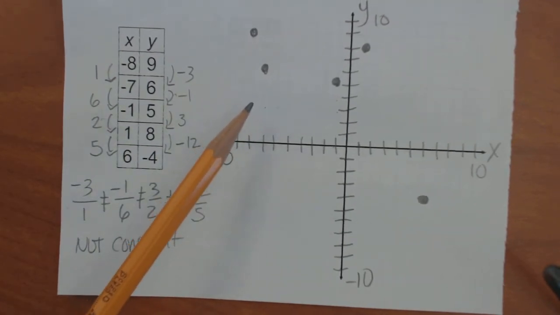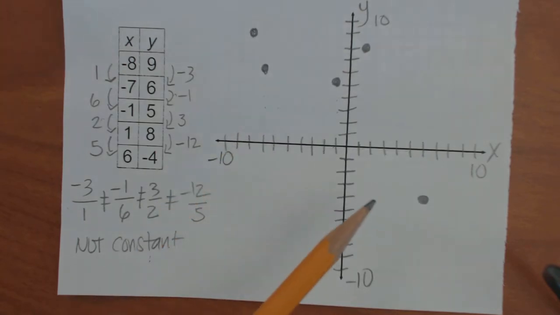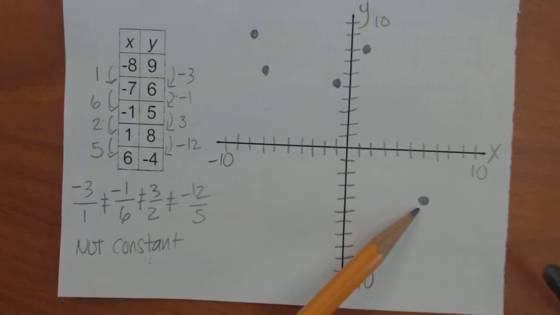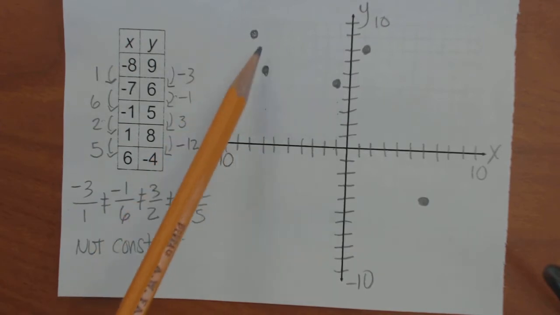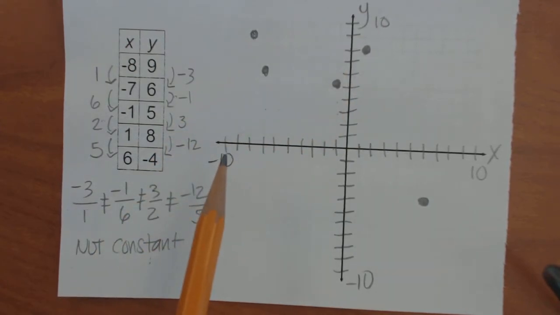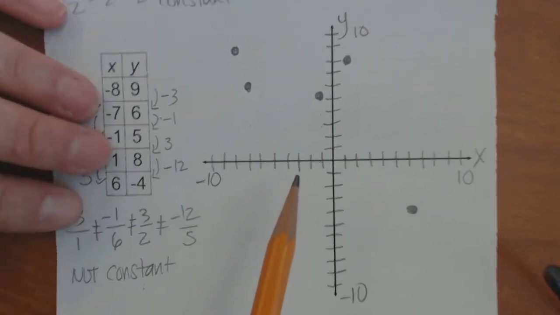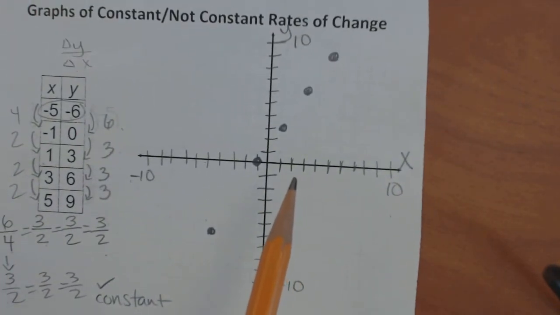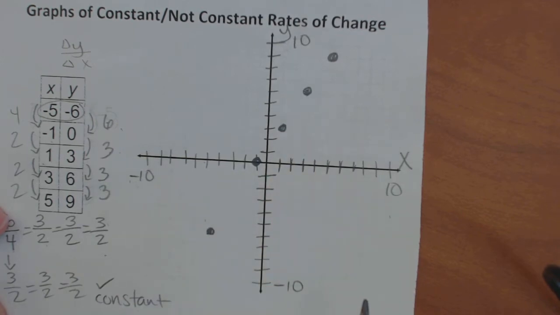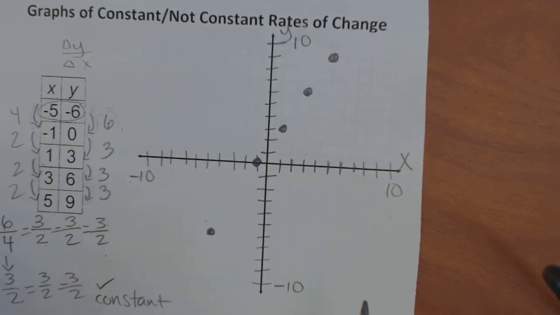If you look, do the points fall in a straight line? No, they don't. They don't fall in a line at all. We have this one hanging out down there, and they're basically scattered amongst themselves. So this is what a not constant graph looks like. And if we have a constant rate of change, they all fall in that nice linear pattern.